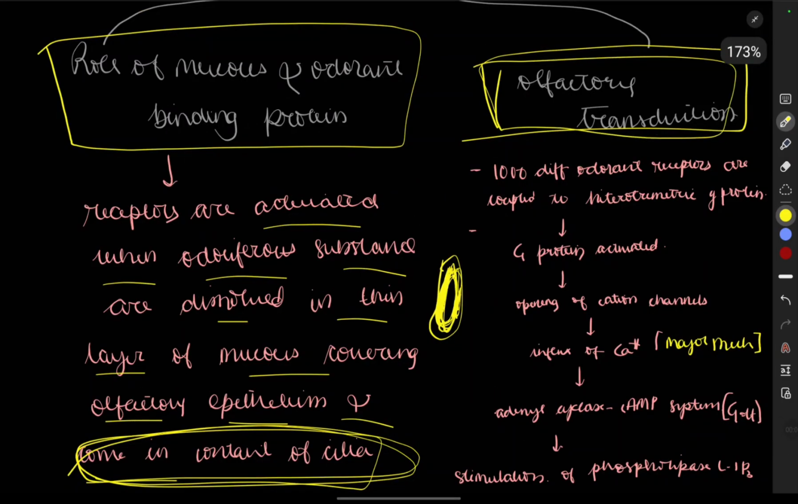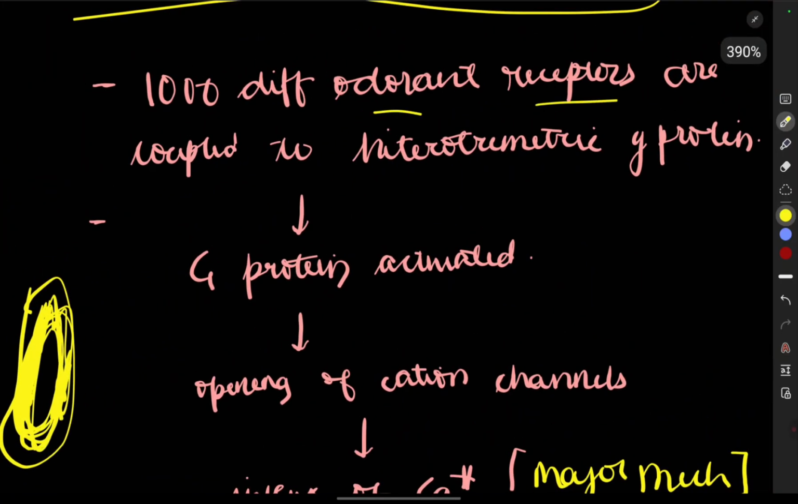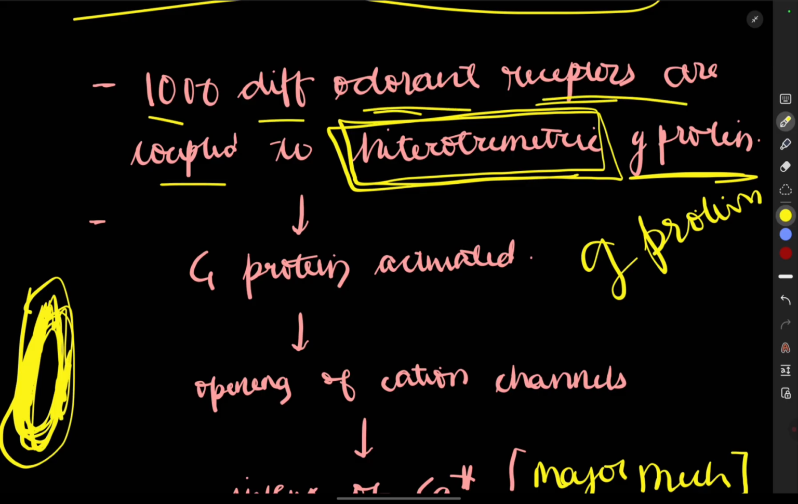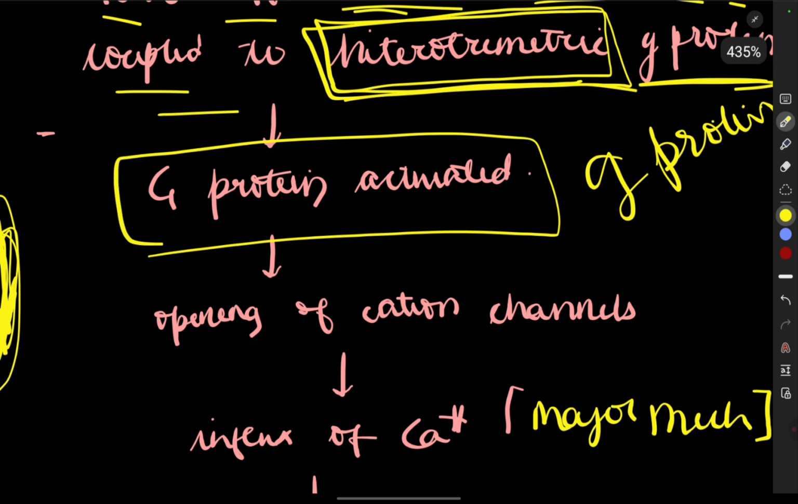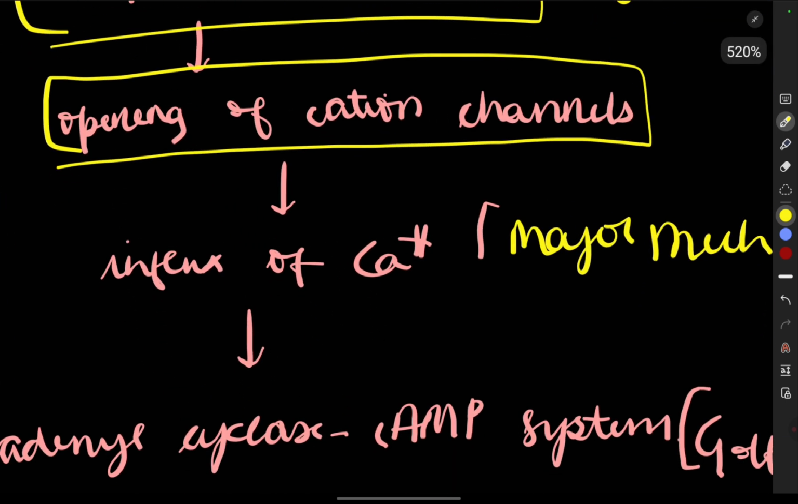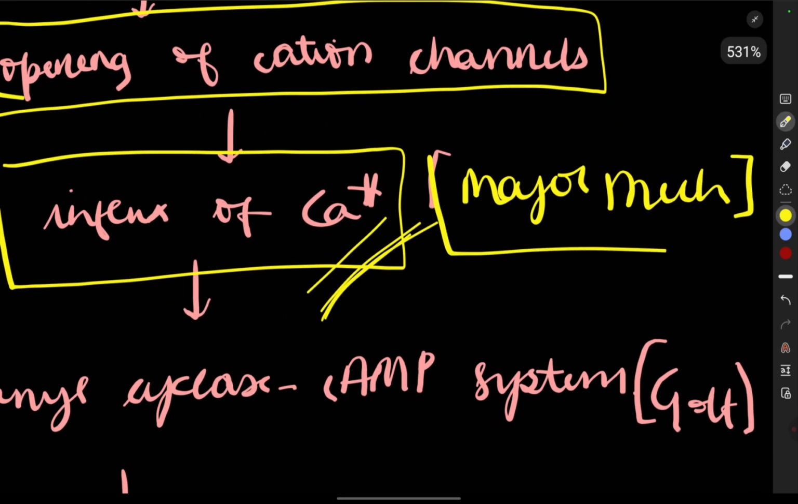Talk about the olfactory transduction. So there are 1000 different odorant receptors that are coupled to heterotrimeric G protein. There is a thing called G protein that we have studied in endocrine physiology. This G protein gets activated when they get coupled, and opening of the cation channel takes place. After opening of the cation channels, influx of calcium takes place. This is the major mechanism.